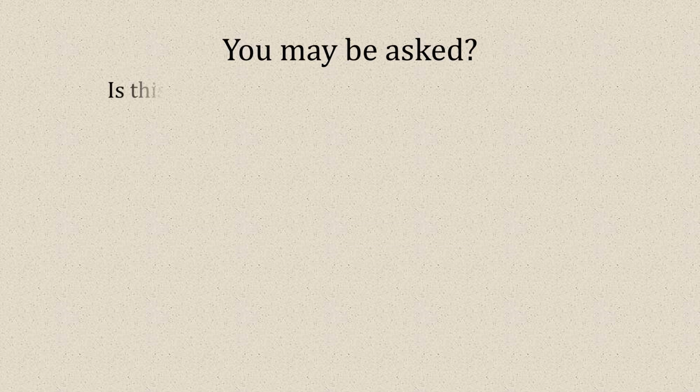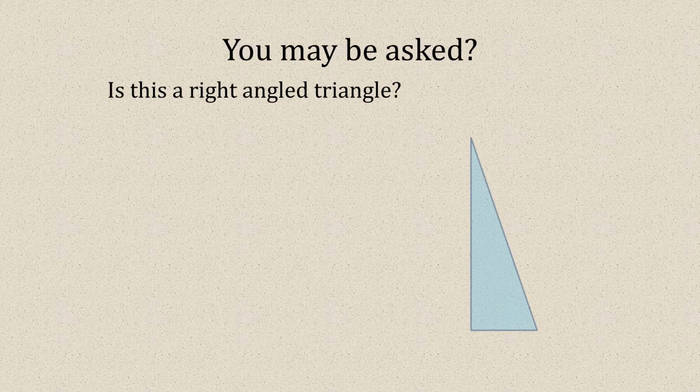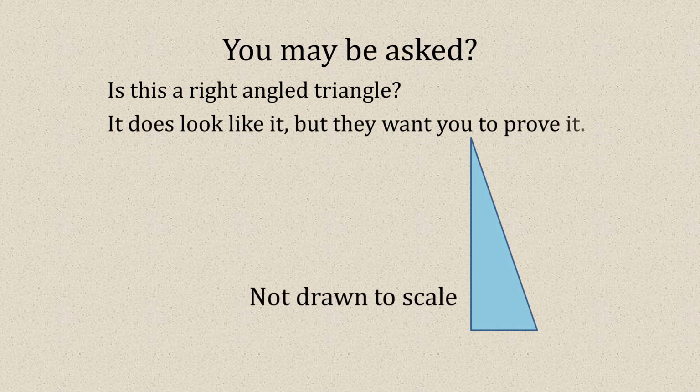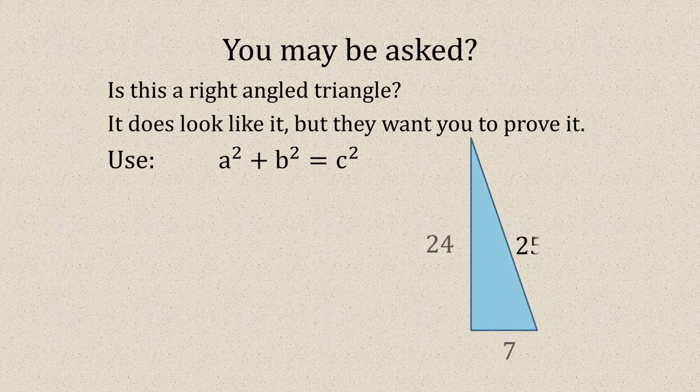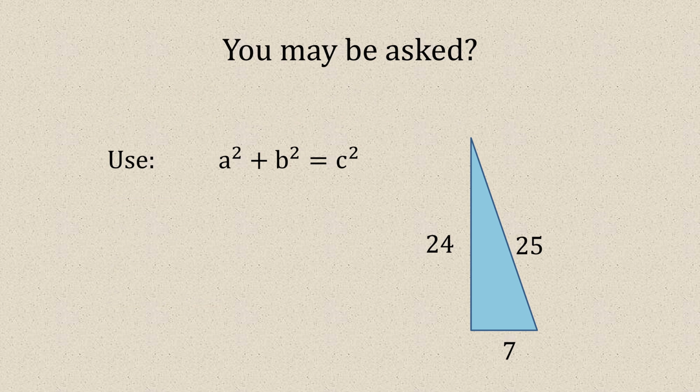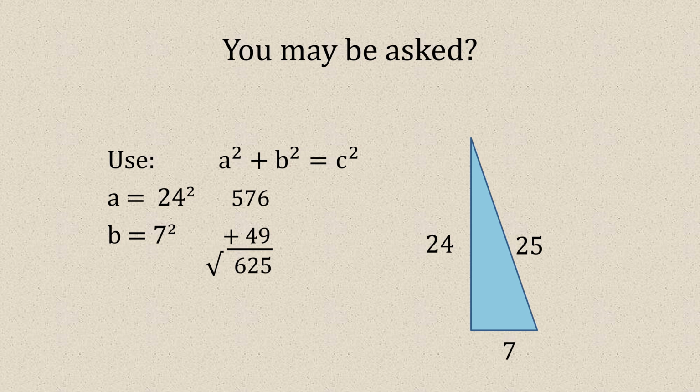You may be asked, is this a right angled triangle? So you cannot just write yes or no, you need to prove it by using Pythagoras' theorem. So for this one we're going to use square, square, add, square root. So let's square a, which is 24, gives us 576, and we square 7, which gives us 49. So we're going to add them up together, which gives us 625. Put that square root 625 into your calculator. The answer is 25, so for this question the answer is yes, it is a right angled triangle.